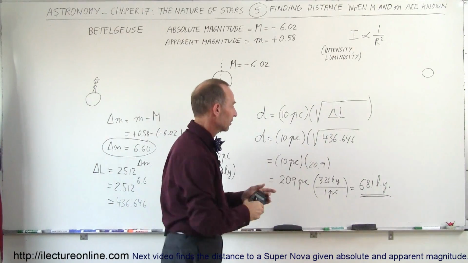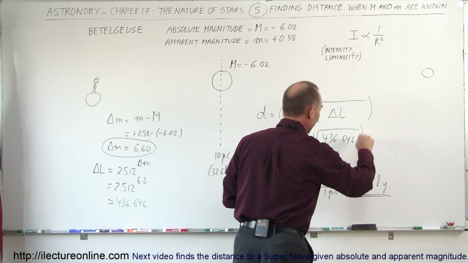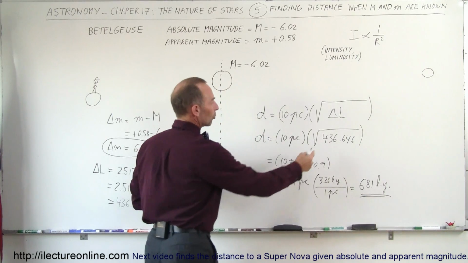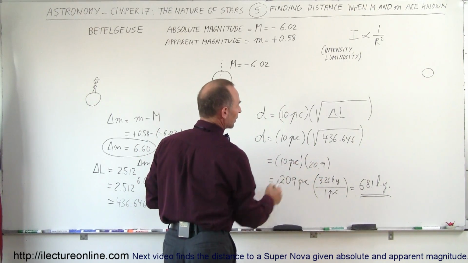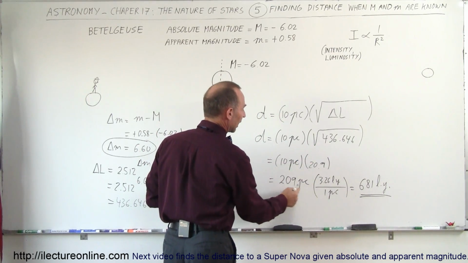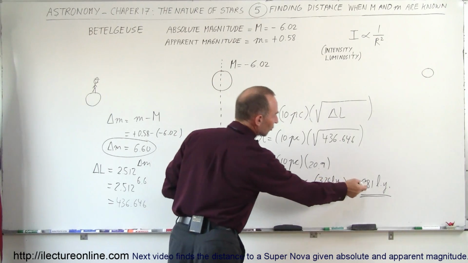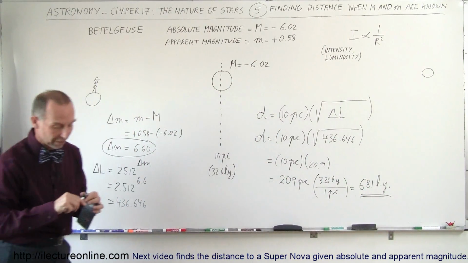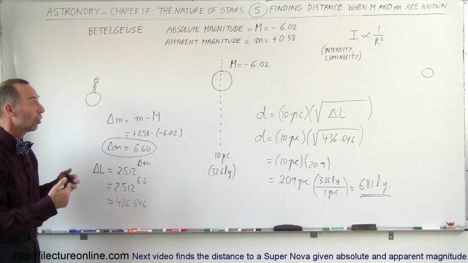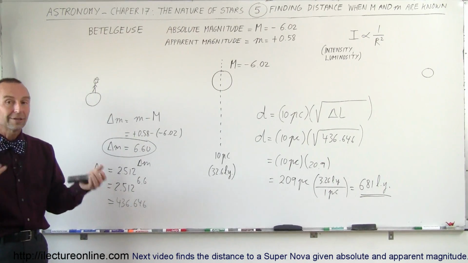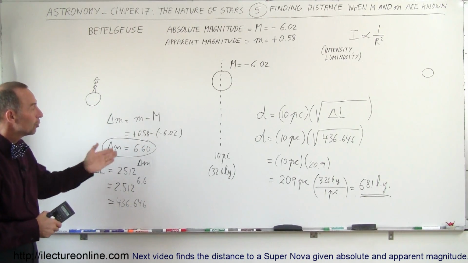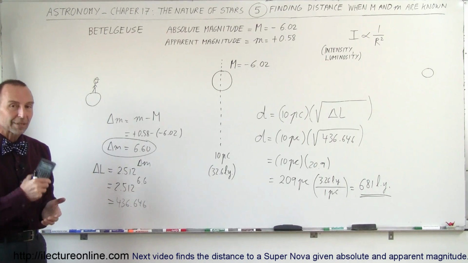We plug that in here, and I keep forgetting to put the end parentheses there. So the square root of 436 is about 20.9. 10 times 20.9 is 209 parsecs. Converted to light years is about 681 light years. And that's how we find the distance to any object, any star, galaxy, whatever it may be, using this particular principle. That's how we do that.